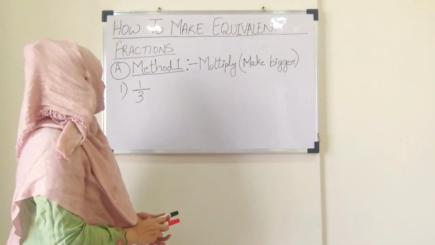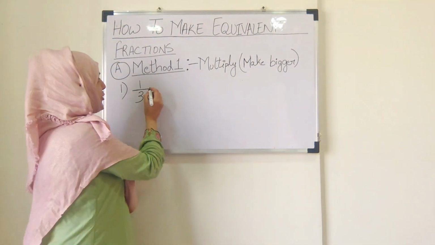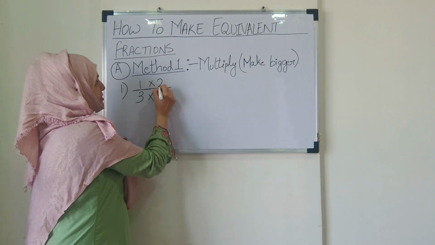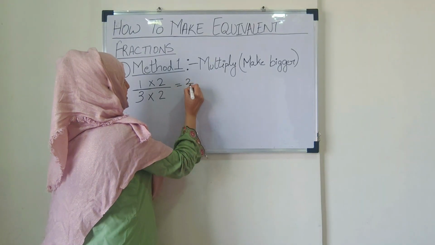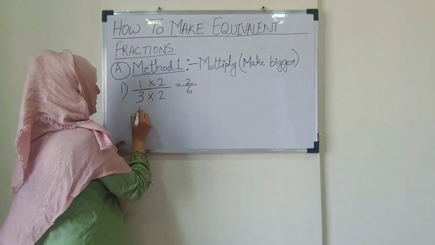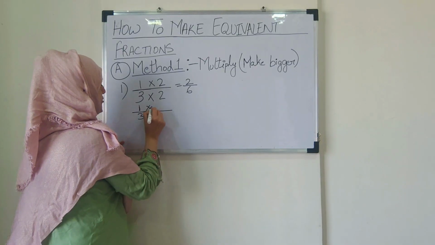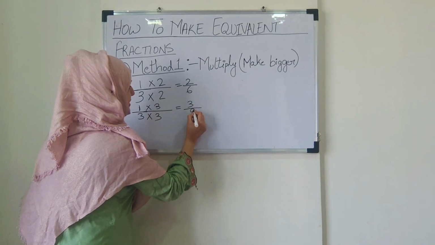fractions. So let's see. So the first fraction is 1 by 3. So we are going to multiply both numerator and denominator by the same number. So first we are going to multiply both by 2. So we'll get 2 by 6. Then again we'll multiply by the same number. So we are going to multiply by 3. So we'll get 3 by 9.